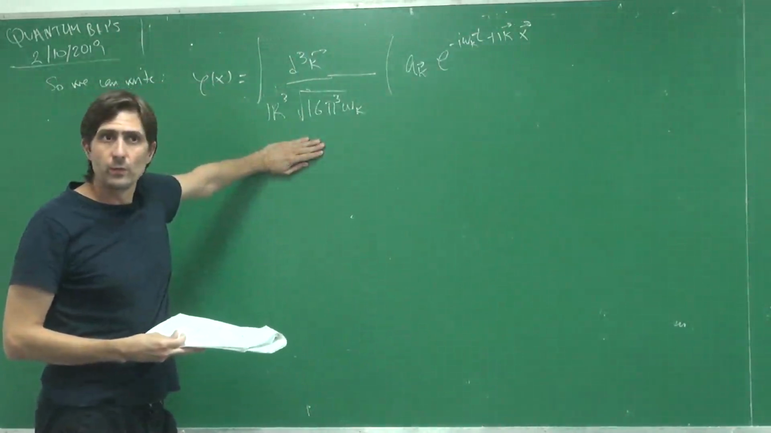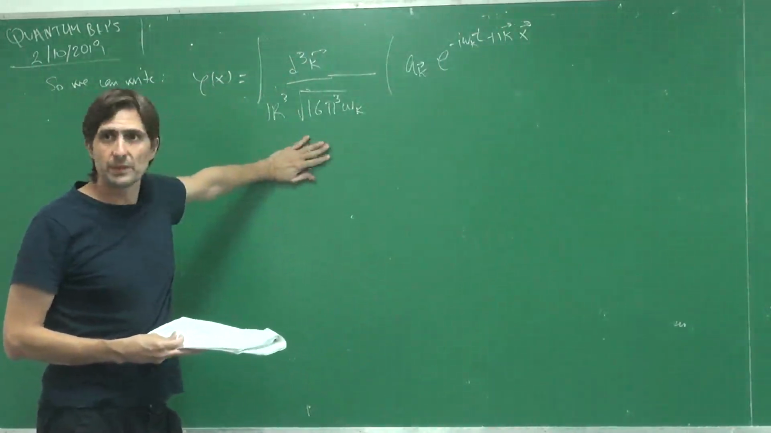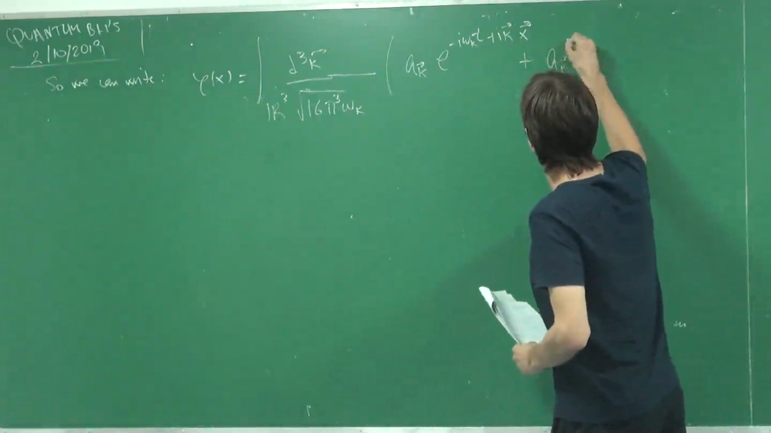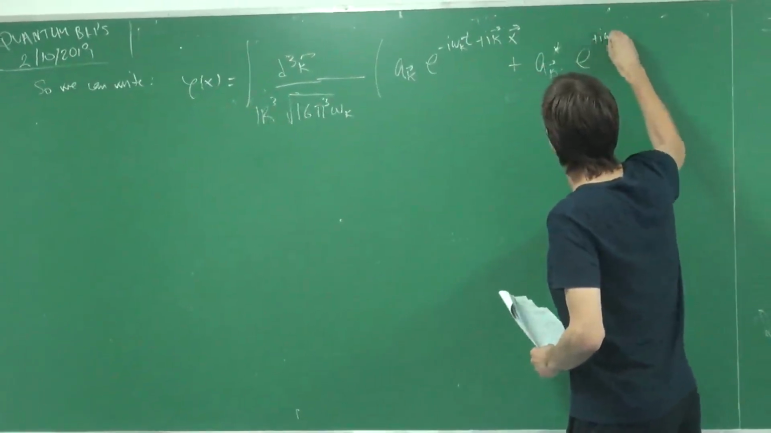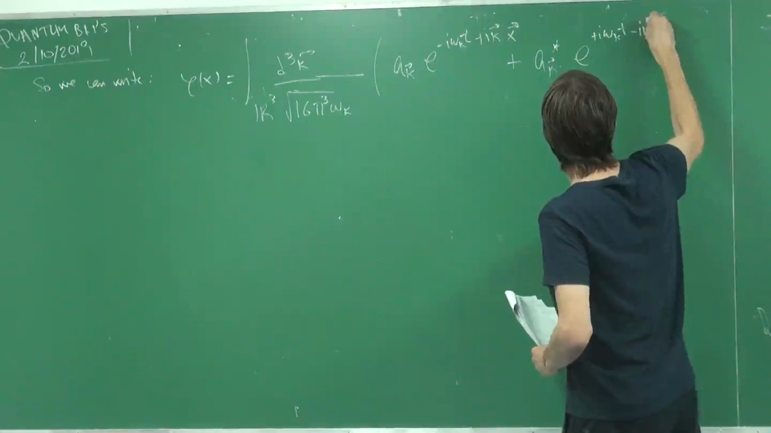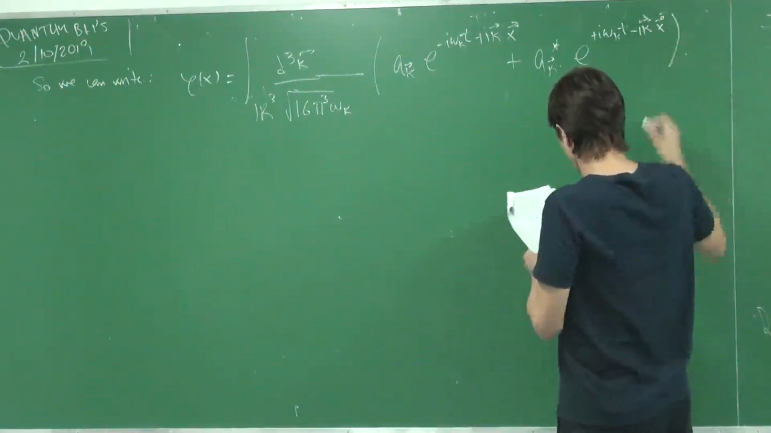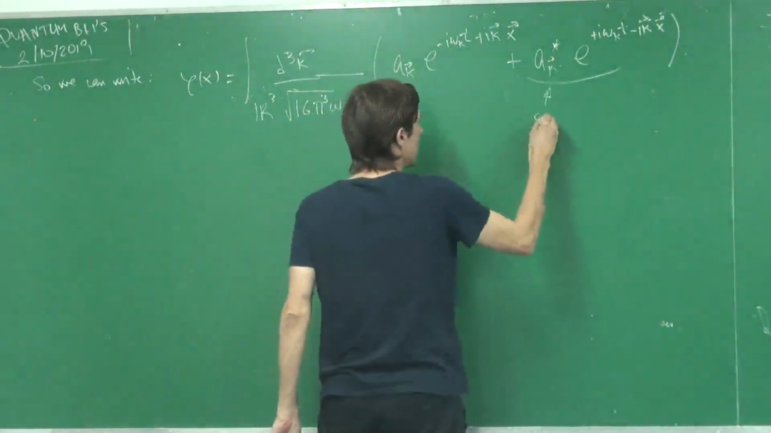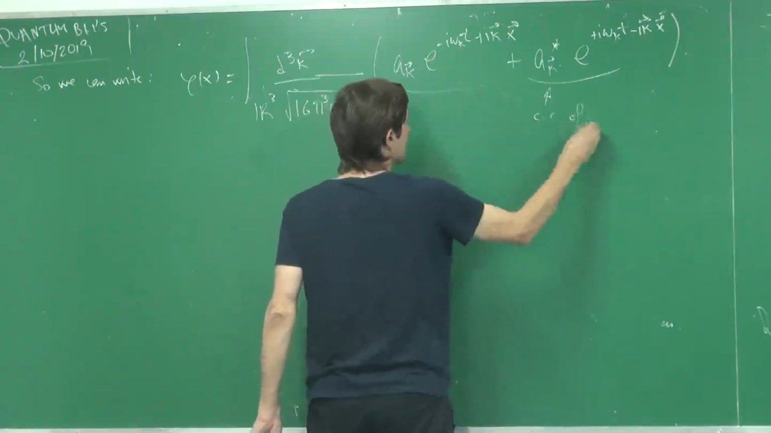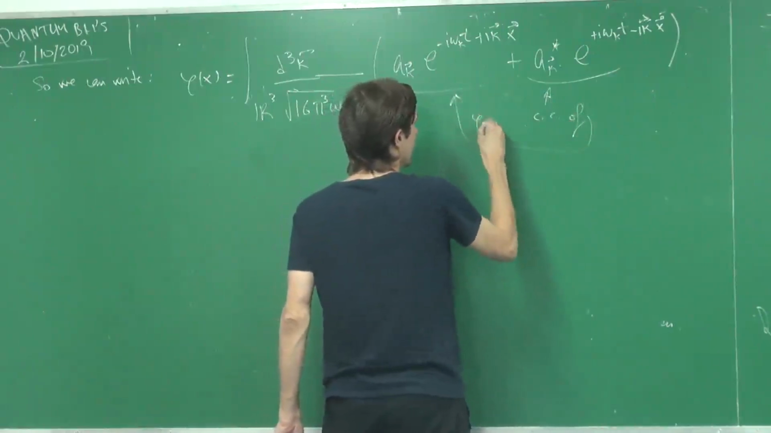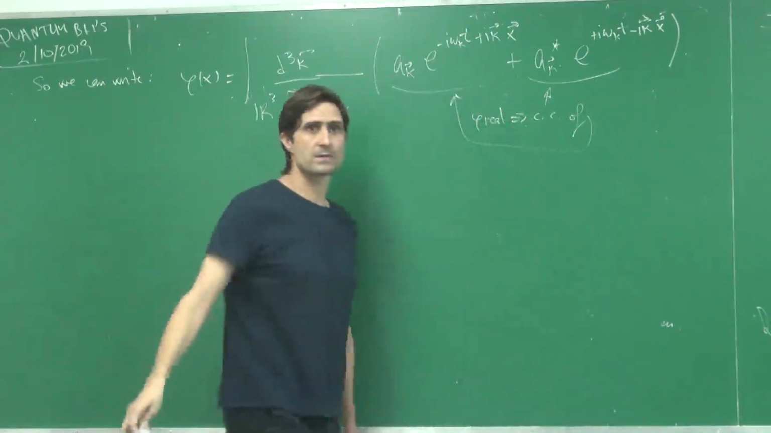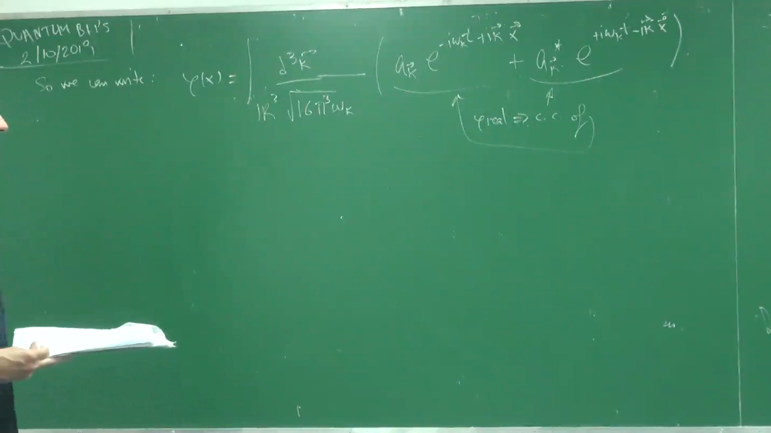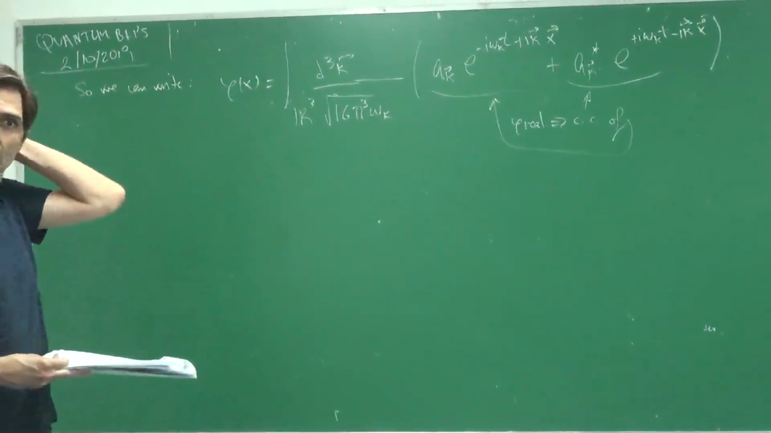Now, we want the field to be real. Remember, we're dealing with a real field, so we need to add this in order to make it real. So this is the complex conjugate of this. So phi real requires that we combine things in this way.